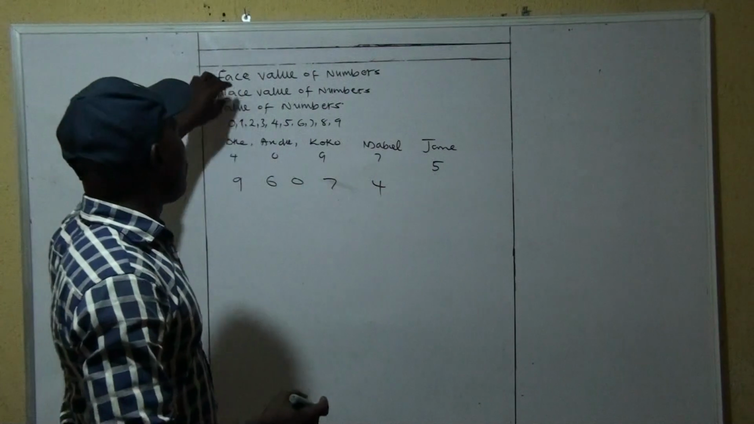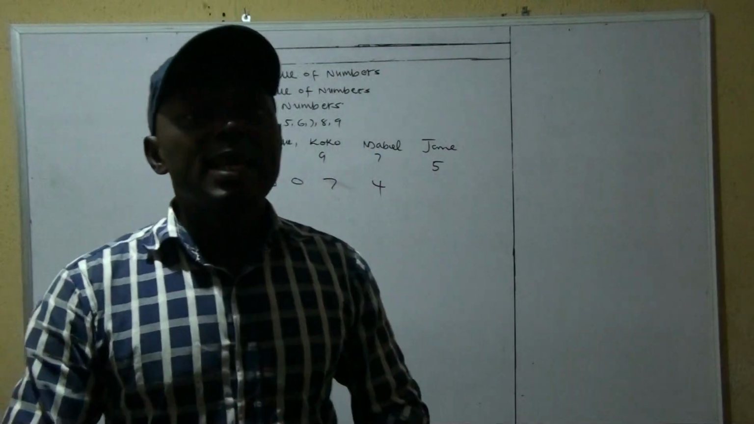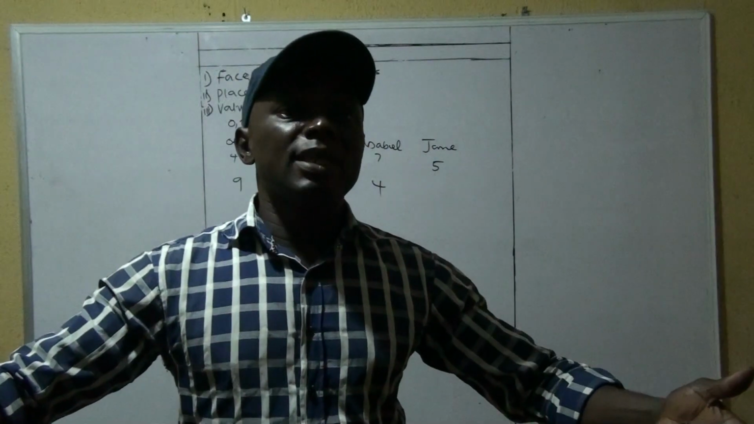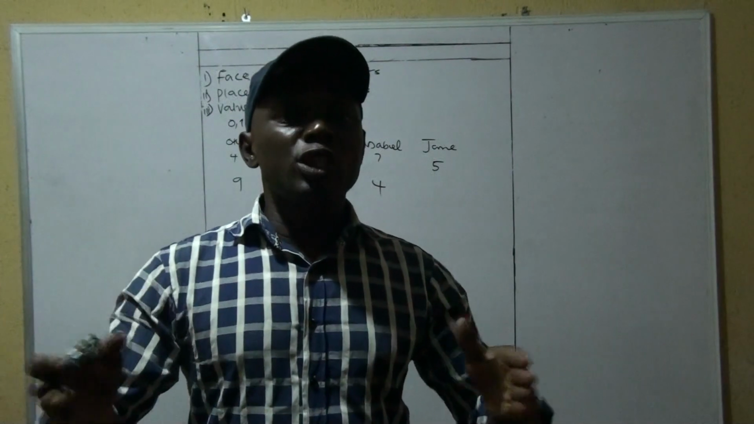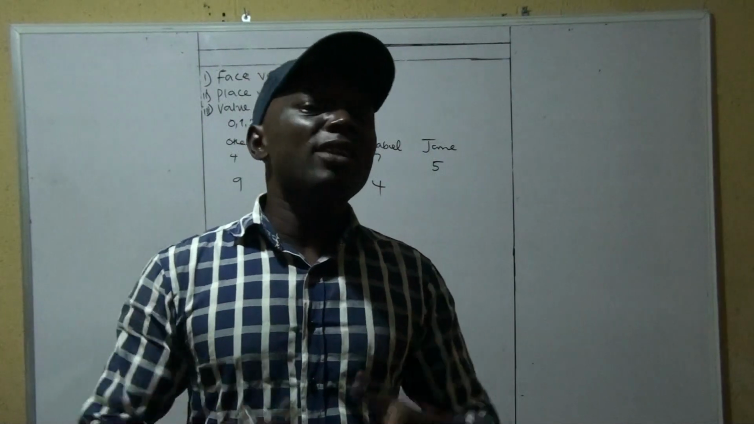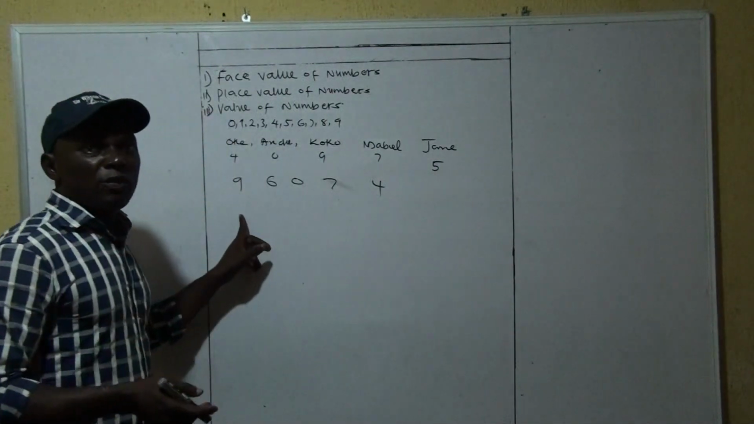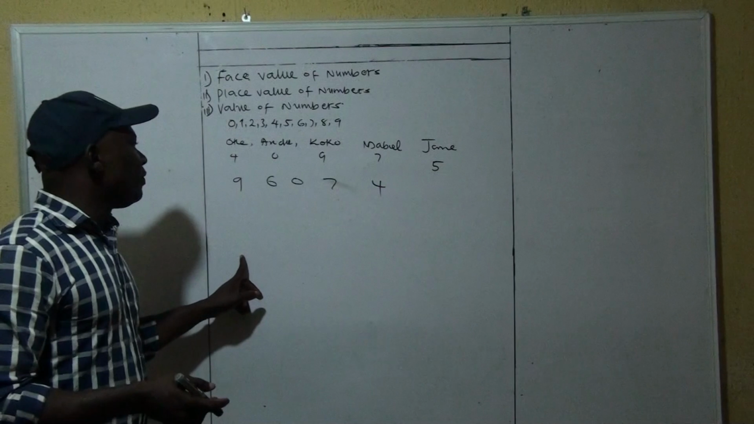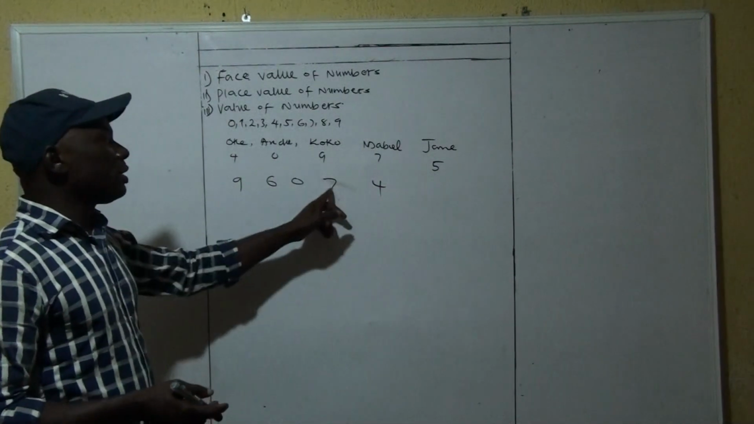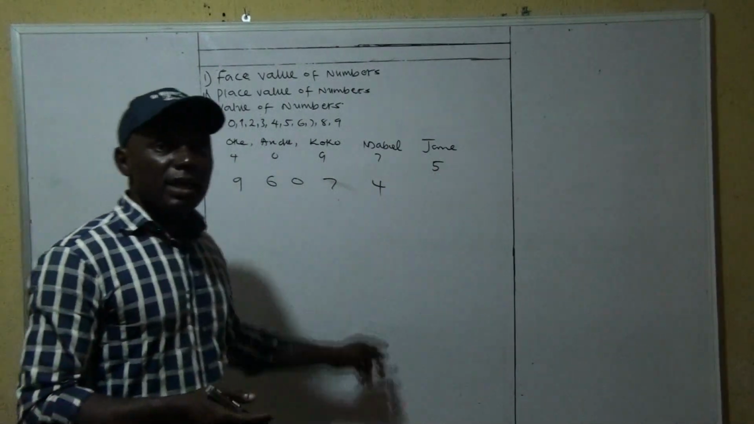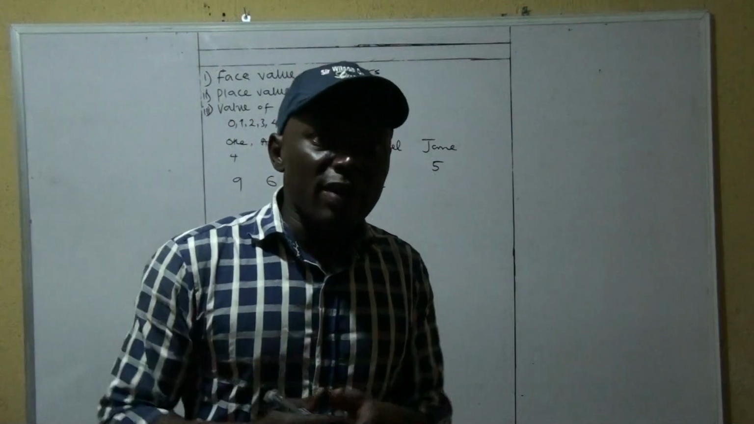So we want to define what we mean by face value. The face value of a number is the uniqueness of the number. In any position, the face value of that number is just the number. If I say what's the face value of 9? Face value of 9 is 9. Face value of 6 is 6. Face value of 0 is 0. Face value of 7 is 7. And face value of 4 is 4.